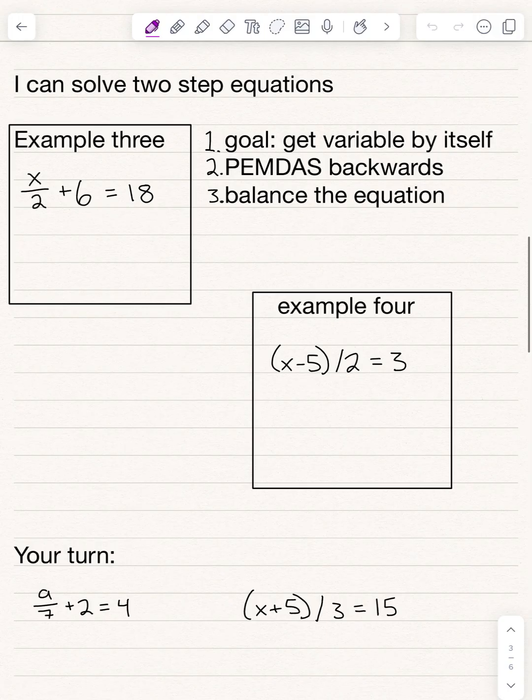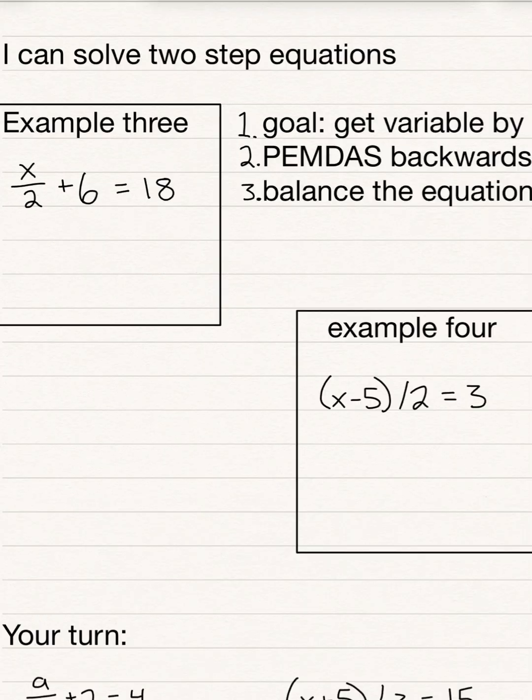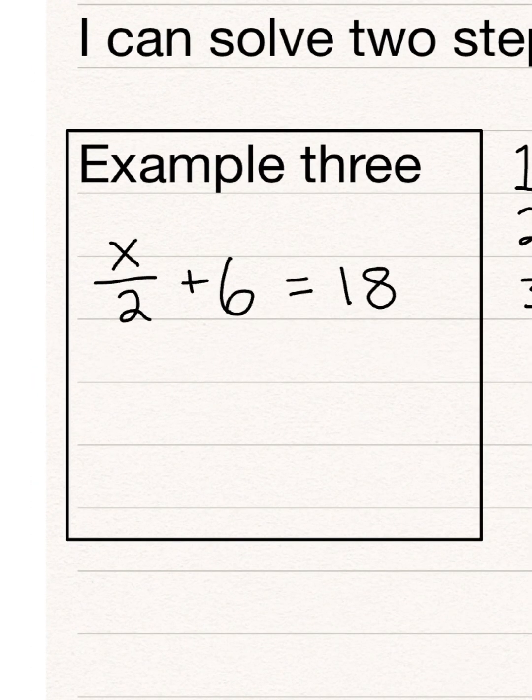All right, here's some more two-step equations. We're throwing some division at you. We're still going to undo addition and subtraction first. So I see in this example 3, the first thing I want to get rid of is the 6. To undo addition, we subtract. So I have 18 minus 6, which is 12. And then I have x divided by 2 equals 12.